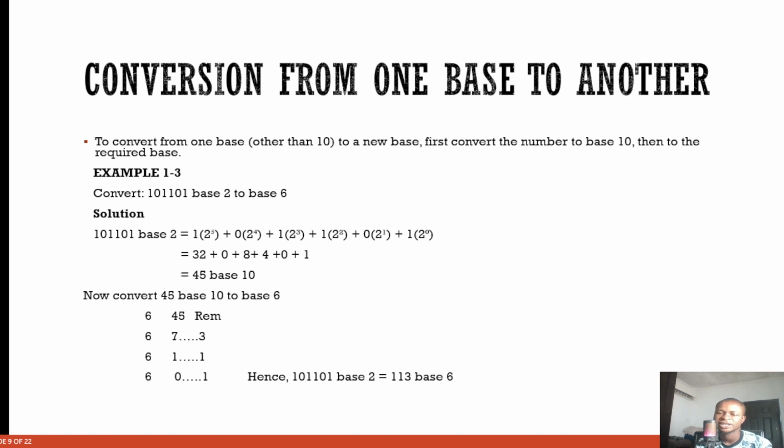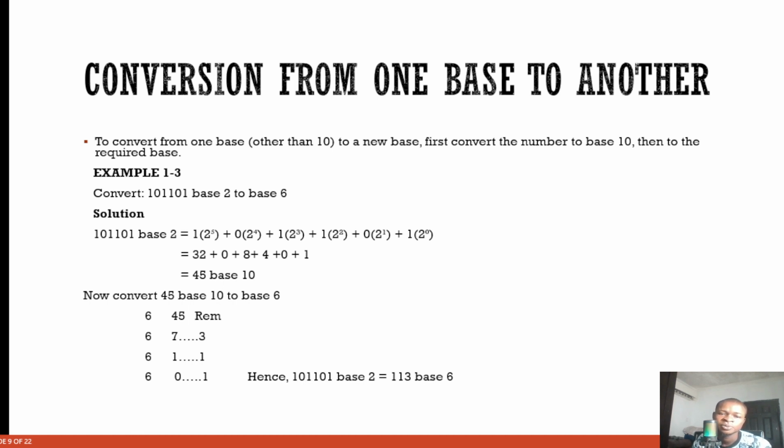But if it is in base 10, we don't need to bother ourselves, because if we convert from base 10 to base 10, we still get the same result. We can try it on our own and see that what I'm saying is very true. So here we want to convert from a base that is not base 10 to another base. How do we go through that? The first thing we do is to convert that number to base 10.